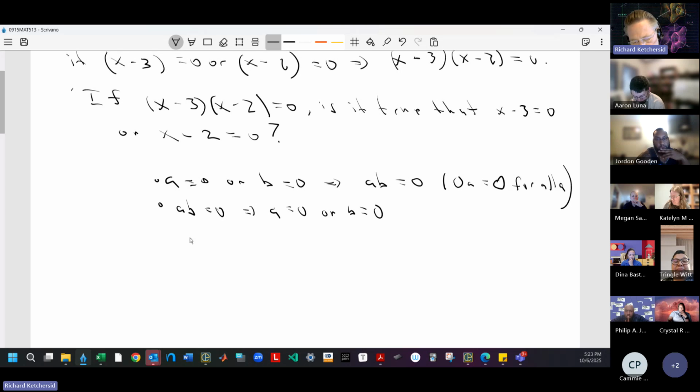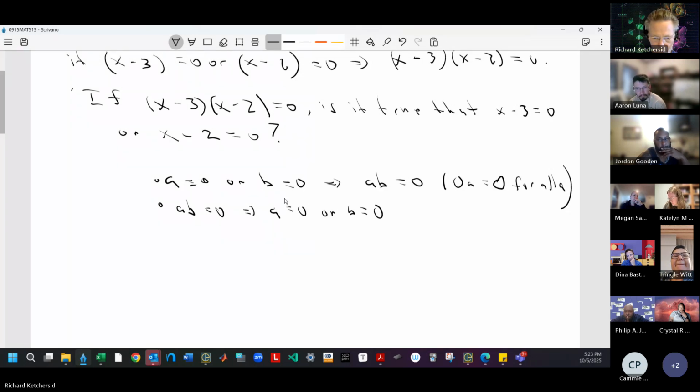Okay, so 0 is a solution, right? Someone said it, I think. So if I plug in 0 there, I get -3 times -2. That's going to be 6, which gives me 0, right? So I get solutions 3, 2, and 0. And maybe there's another one. I'm not sure, I haven't checked them all, but there might be other solutions.